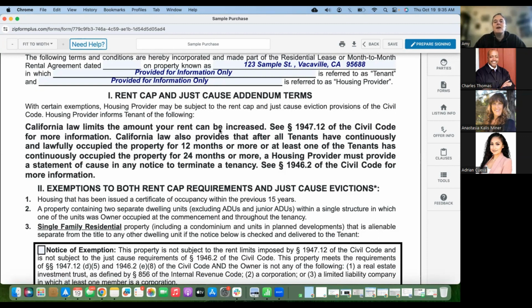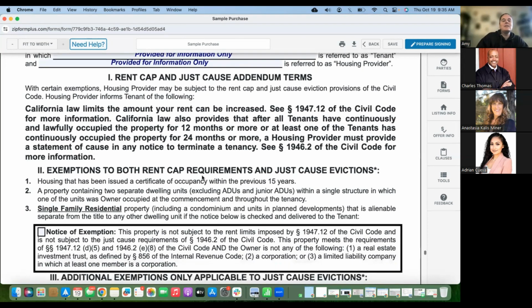California law also provides that after all tenants have continuously and lawfully occupied the property for at least 12 months or more, or at least one of the tenants has continuously occupied the property for 24 months or more, a housing provider must provide a statement of cause in any notice to terminate the tenancy. See section 1946.2 of the Civil Code for more information.